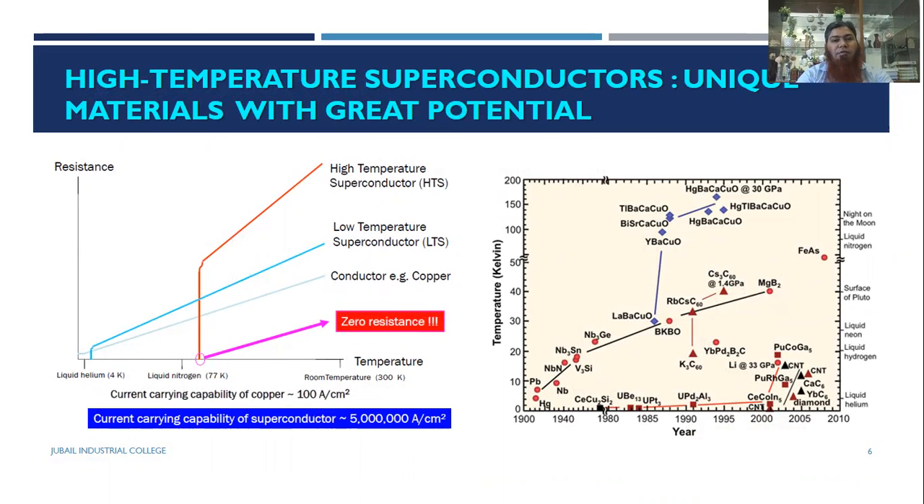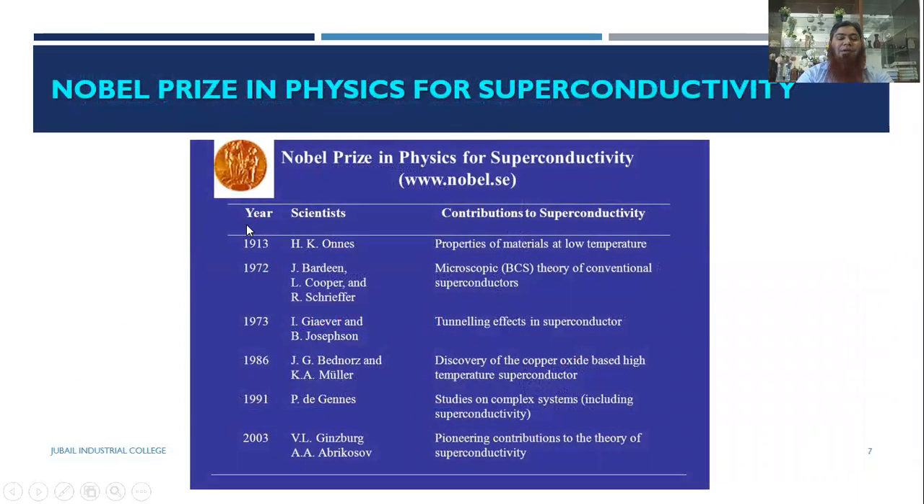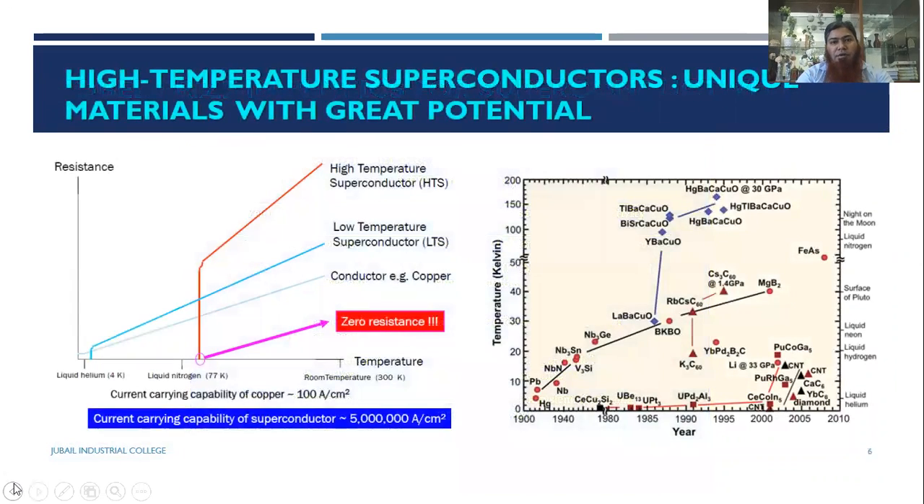Basically, there are two types of superconductor. The first is the low temperature superconductor, which has a transition temperature near that of liquid helium, and the other is the high temperature superconductor, which has a transition temperature near 77 K. So these are the two types of superconductor: high temperature and low temperature.